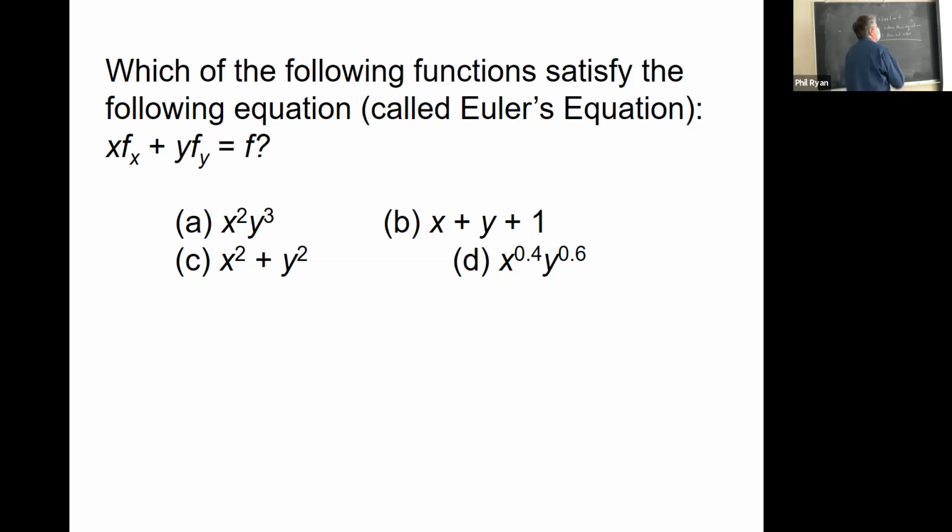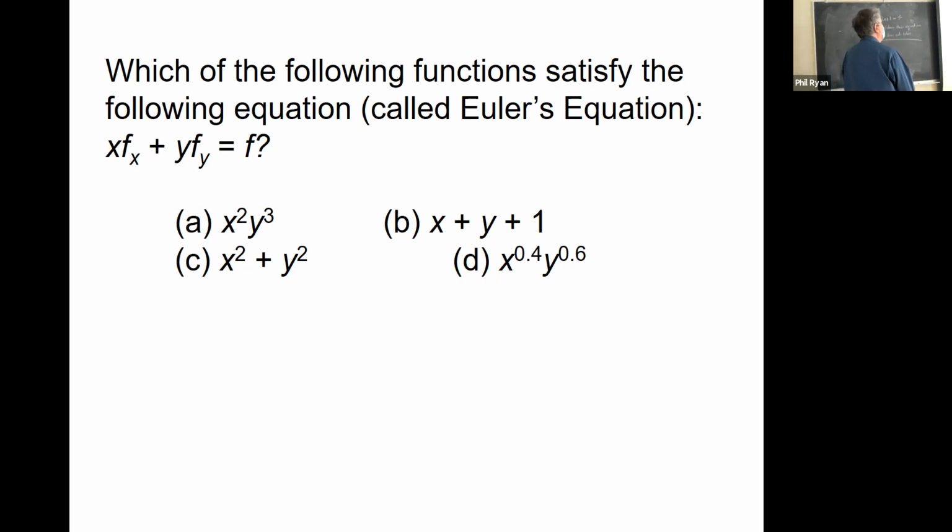Okay, x. What's the partial derivative of that with respect to x? 1. So we get x times 1 plus y. What's the partial derivative of this with respect to y? Still 1? Yep. So we get x plus y. Does that equal f? No. If the 1 wasn't there, it would. So B doesn't solve the equation.